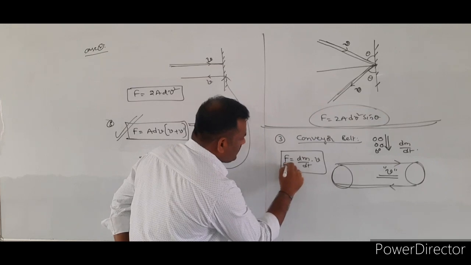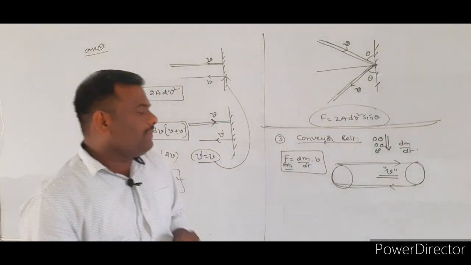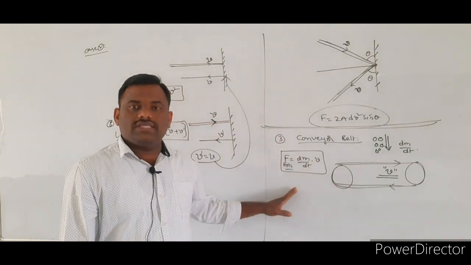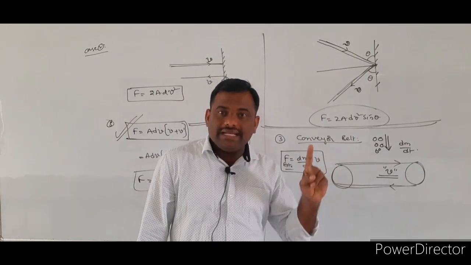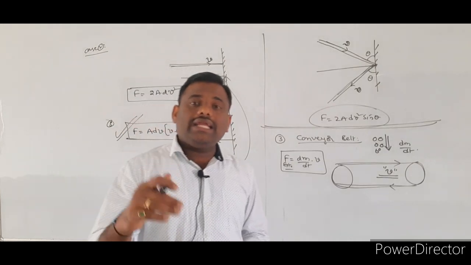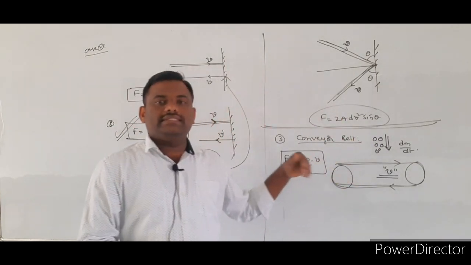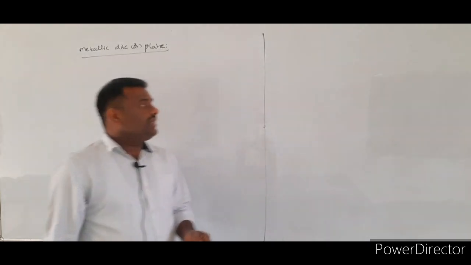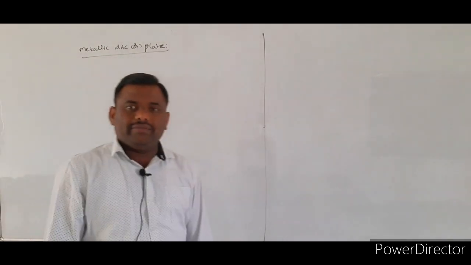Extra force is required to run the conveyor belt with the same speed, given by F extra force is equal to dm by dt into v, where v is the speed of the conveyor belt and dm by dt is the rate at which the gravel will be falling over the conveyor belt. It is another application of Newton's second law. The application is a metallic disc or a metallic plate.